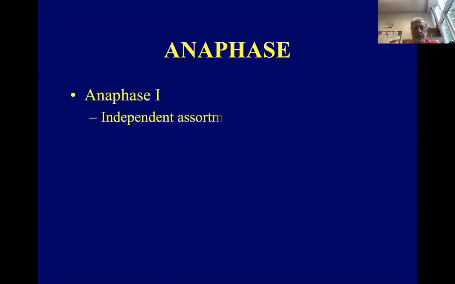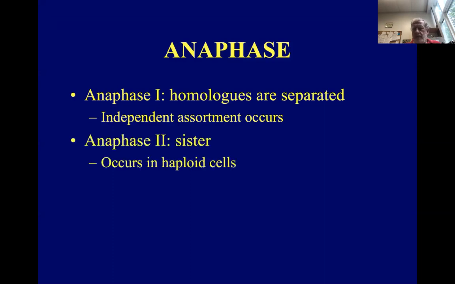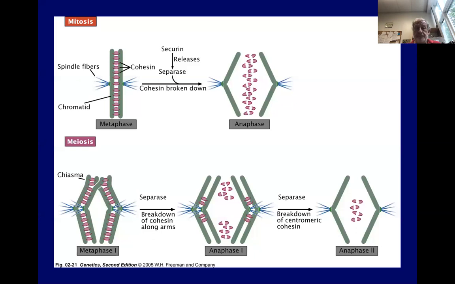Let's compare the anaphases. They're quite different between meiosis 1 and meiosis 2. Anaphase 1, homologs are separated, so independent assortment occurs, and after this, the cells are haploid. Anaphase 2, sister chromatids are separated, just like in mitosis, except that it occurs in haploid cells in meiosis 2.